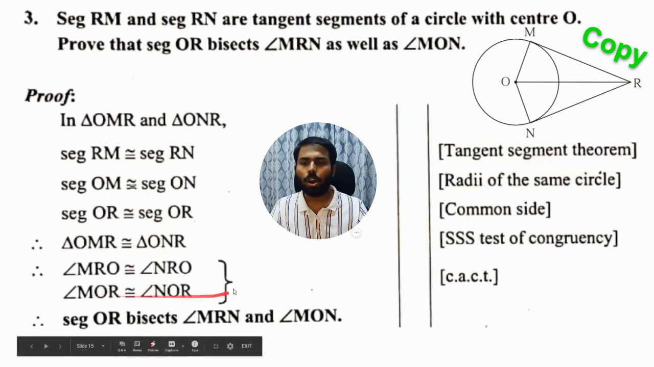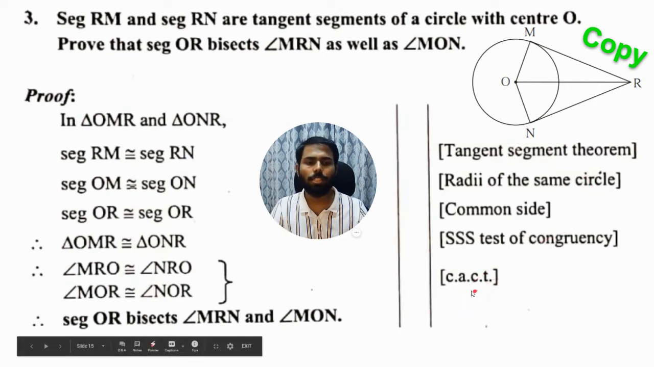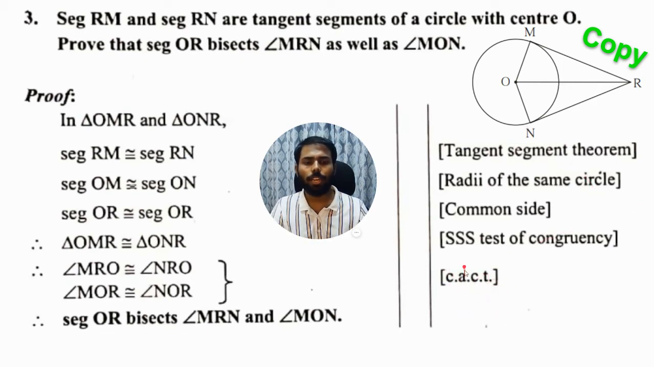Similarly, MOR and NOR. MOR is over here, ये वाला angle, and NOR is over here, यहाँ पे. So these two angles are also equal. So you can say OR is a bisector of angle MON, right? दो equal parts में divide करना. What will be the reason? इसका full form क्या है? CACT का corresponding angles of congruent triangles. Okay, this is the full form of CACT, corresponding angles of congruent triangles. I would recommend you write the full form.